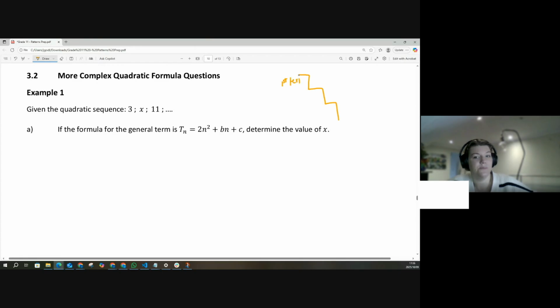First term, first difference, second difference, and that's going to be a plus b plus c, 3a plus b, and 2a. And remember, as soon as they tell us that it is a quadratic sequence, that means that the second differences are equal.